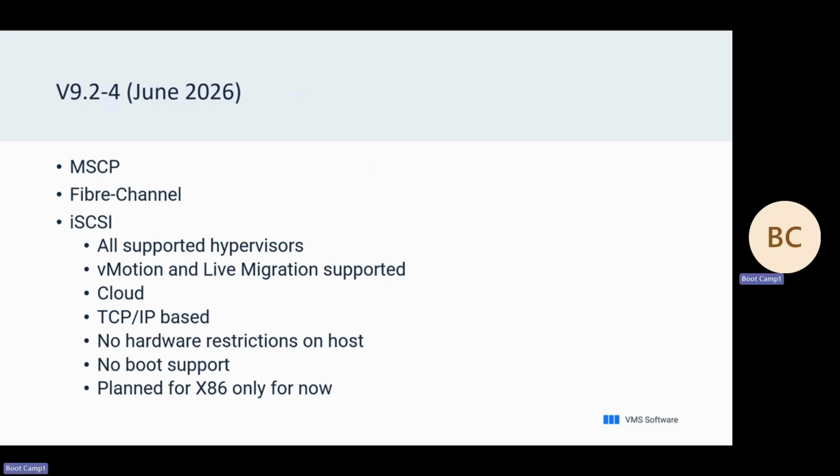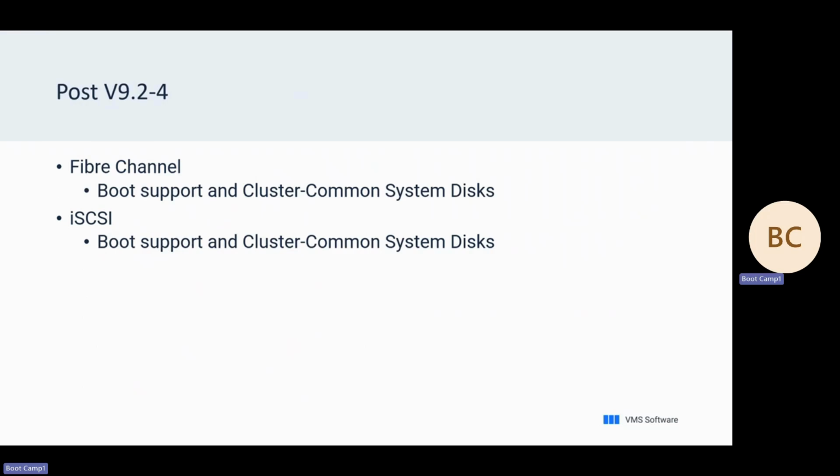Do any of these things that you're doing in the future get you to a shared cluster system disk? This by itself will not. But post 9.6, we want to end up in a situation where we can support cluster common system disks and booting from the SAN. And that will be then hopefully for both Fiber Channel and iSCSI. But we're not committing to any dates for this because this is a very complicated problem for us to tackle.